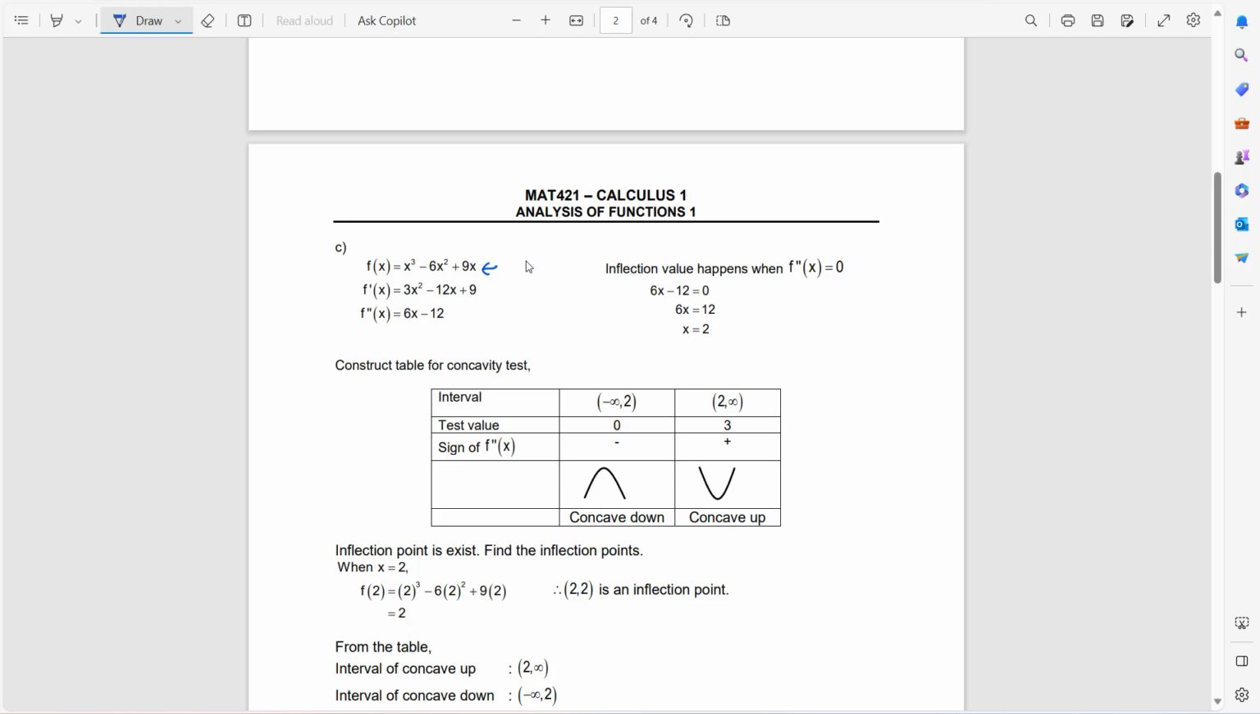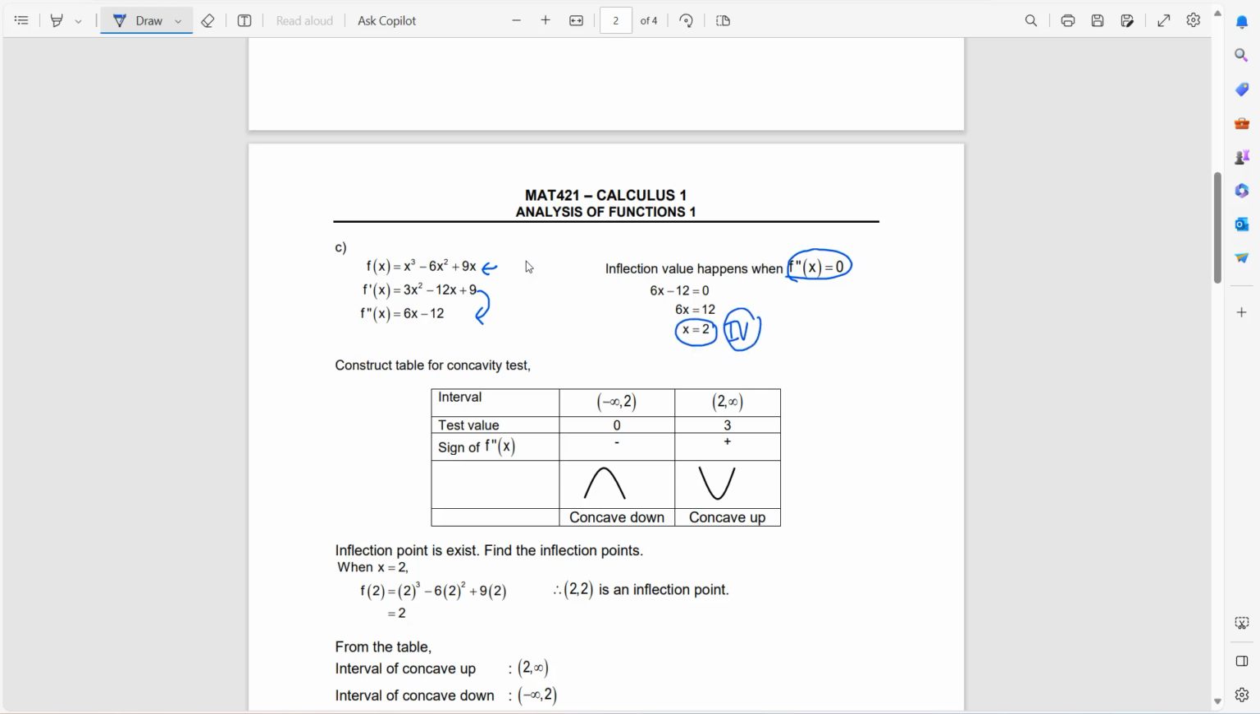Then we bring down the power in front, then minus by 1. Differentiate this one, so you differentiate again here. You should get 6x minus 12. So inflection value happens when f double prime equals 0. After you differentiate this one twice, you make it equal to 0. Then we try to solve this one. This is going to be our inflection value.